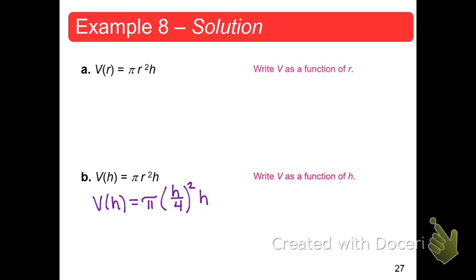So we're going to work through this. So we got pi, and this is h squared up here over 16 times h. Now remember, that's like over 1, so we can actually multiply those h's together. So we end up with pi, h squared times h here is h cubed, all over 16.